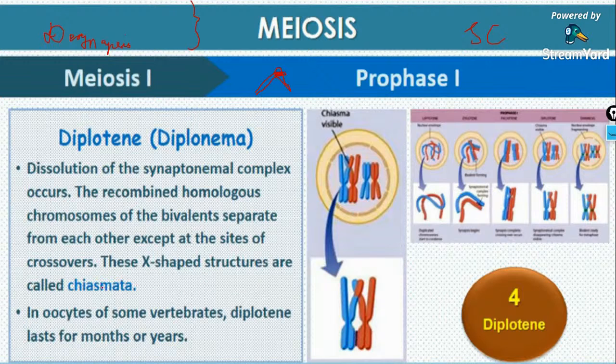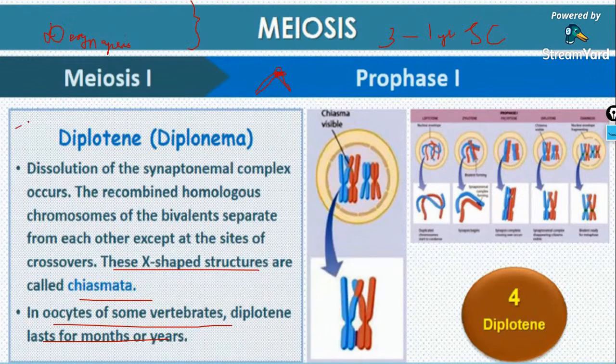X-shaped structures called chiasmata are formed, so the chiasmata, as you see, are X-shaped structures. In oocytes of some vertebrates, such as certain amphibians, the diplotene stage may last from 3 months to 1 year. Such a stage is known as the suspended diplotene or dictyotene stage.